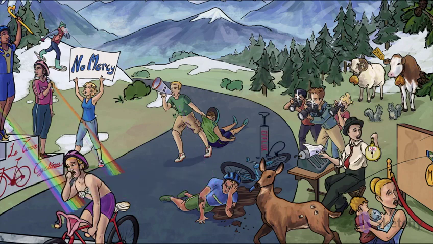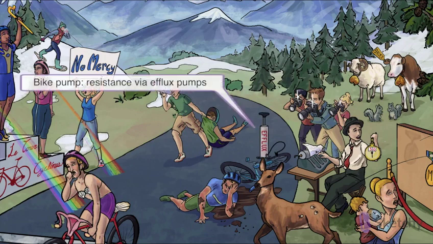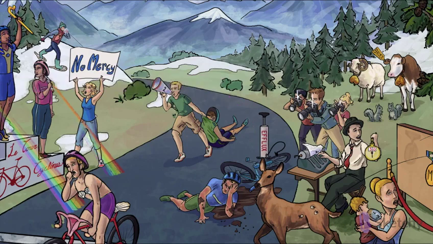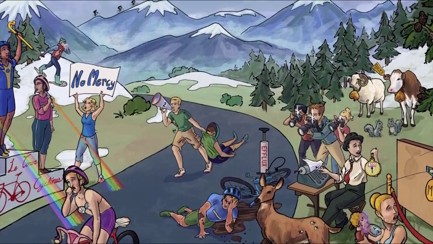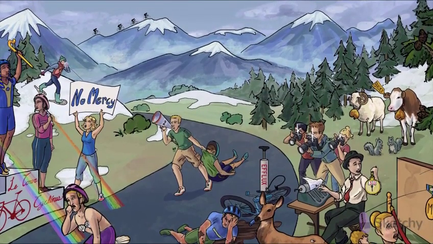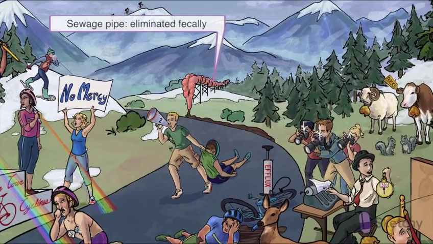Let's put a bike tire pump next to this bike to highlight an important mechanism of resistance to tetracyclines: the production of efflux pumps to move the drug out of the bacterial cell. Another important mechanism of resistance involves altering the ribosome, which makes sense because this is where tetracyclines bind. Une dernière chose, doxycycline is eliminated fecally, kind of like this intestinal-looking, likely unauthorized drainage pipe dumping waste into the forest. This means that it can be used safely in renal failure patients and requires no dosage adjustment.